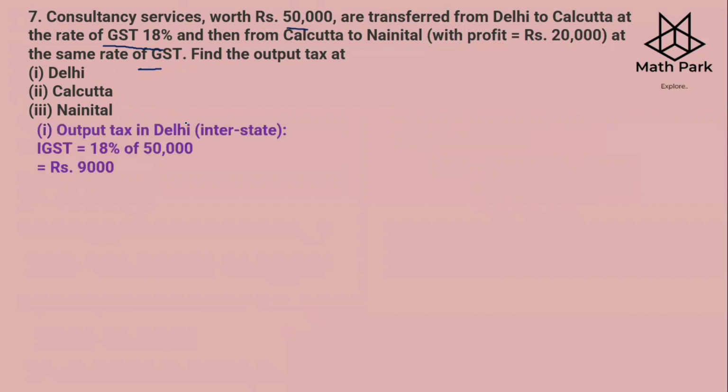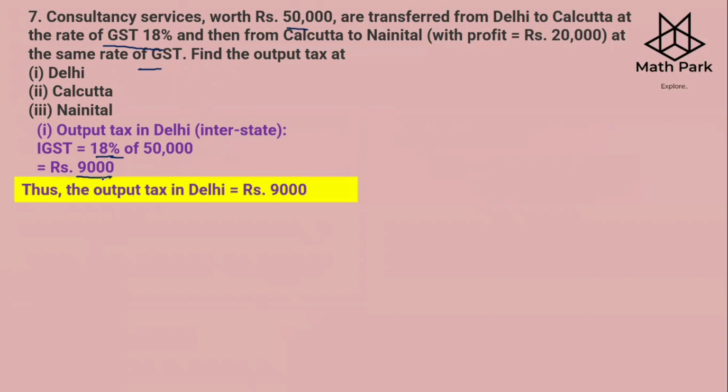So output tax in Delhi, which is interstate, is going to be IGST, which is 18% of 50,000. So again 18 by 100. So just 18 5s are 90 and 9,000 is the IGST payable. So then the output tax in Delhi is going to be rupees 9,000 at the time of sale.